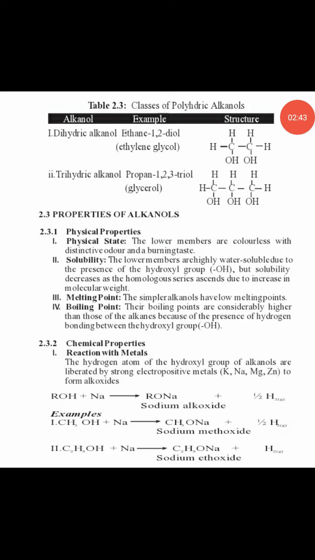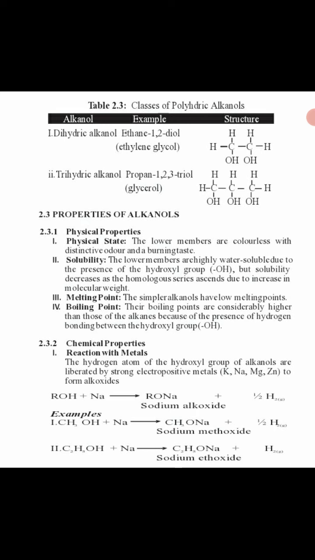Okay, the melting point. The simple alkanols have low melting points, and the boiling points are considerably higher than those of the alkanes. Another question you have here: their boiling points are considerably higher than those of the alkanes because of the presence of hydrogen bonding between the hydroxyl groups. That means, for example, methanol has a higher boiling point than methane, just the same way ethanol has a higher boiling point than ethane.